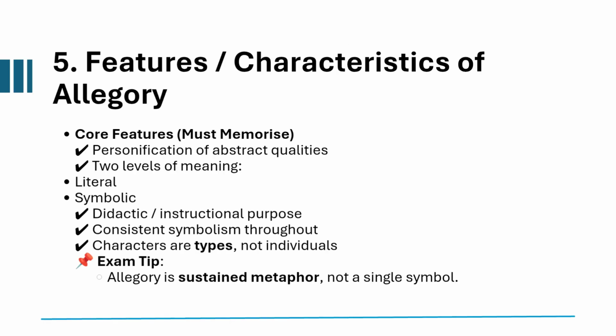Features, characteristic of allegory. Now let us look at the core features of allegory. These points are must memorize. Abstract qualities are personified. There are 2 levels of meaning, literal and symbolic. Allegory is didactic, meaning it teaches a lesson. Symbolism is consistent throughout the work. Characters are types, not individuals. Very important exam tip. Allegory is a sustained or extended metaphor, not just a single symbol.